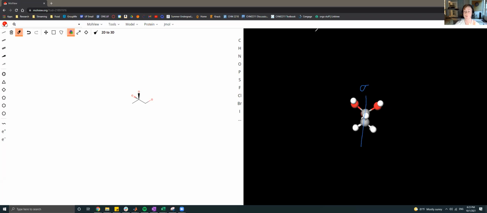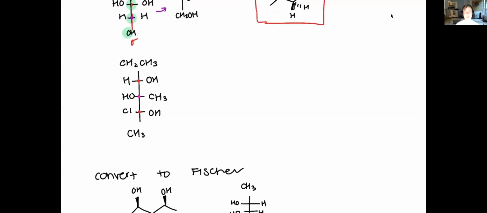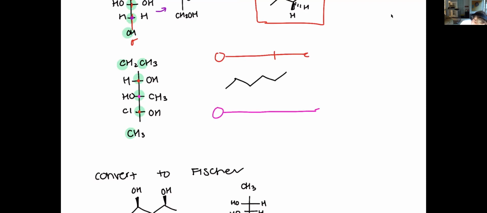All right, so now I will switch back to my iPad. Sorry about that. All right, so the last example of Fischer to line angle. So again, we want to have our carbon backbone, which is going to be 1, 2, 3, 4, 5, 6. And then we will draw in our people. And then the first carbon, which is right here, actually is going to be pink. So I had that a little bit backwards.